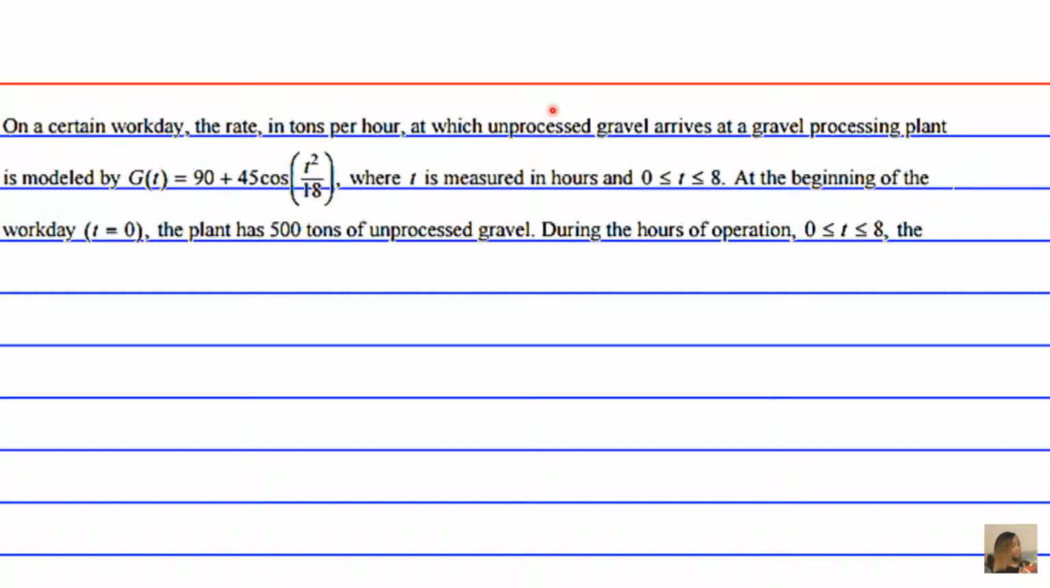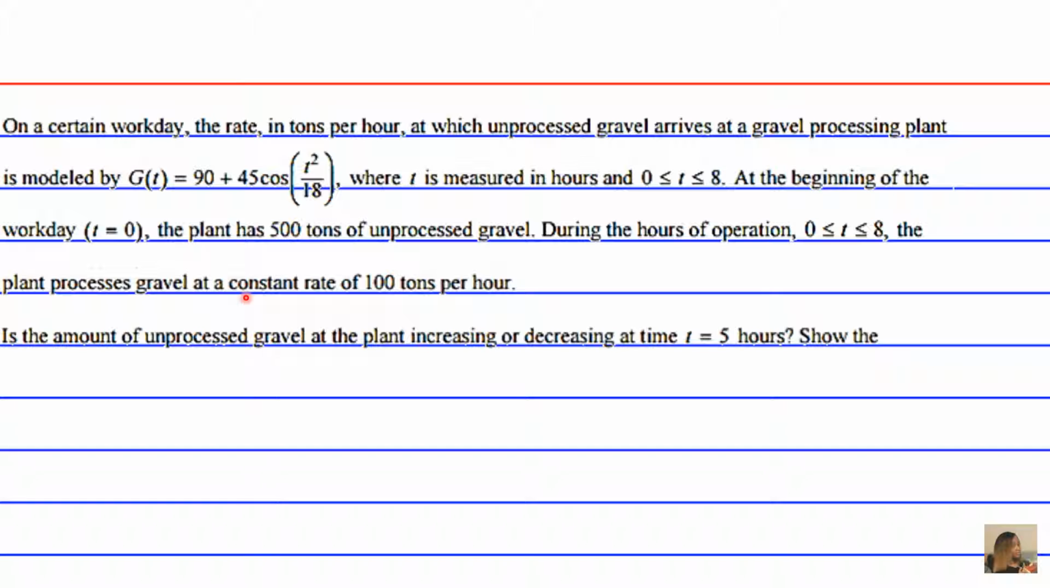At the beginning of the workday, t is equal to 0. That's kind of obvious. The plant has 500 tons of unprocessed gravel. During the hours of operation between 0 and 8 hours, the plant processes gravel at a constant rate of 100 tons per hour.